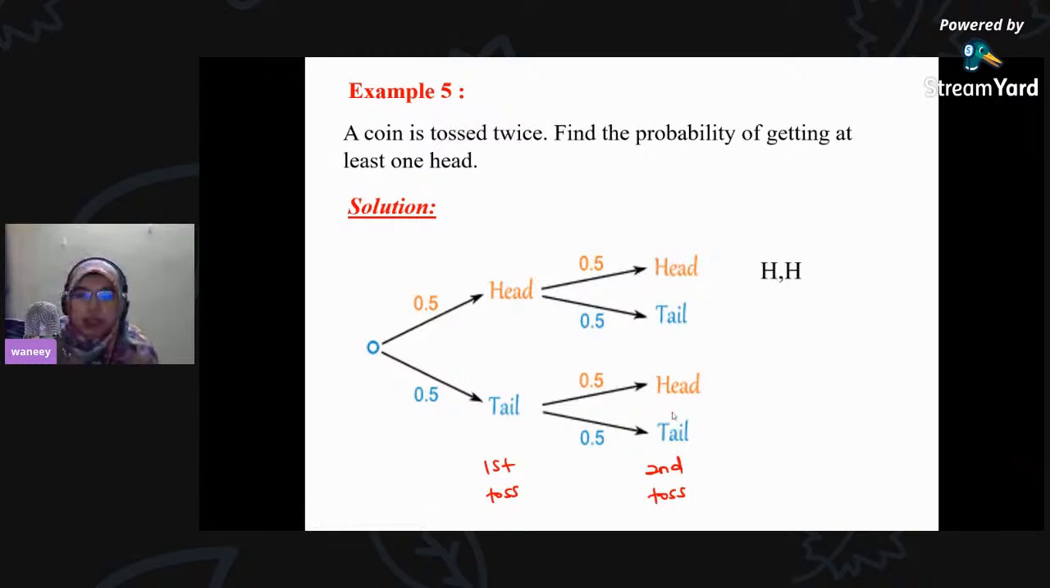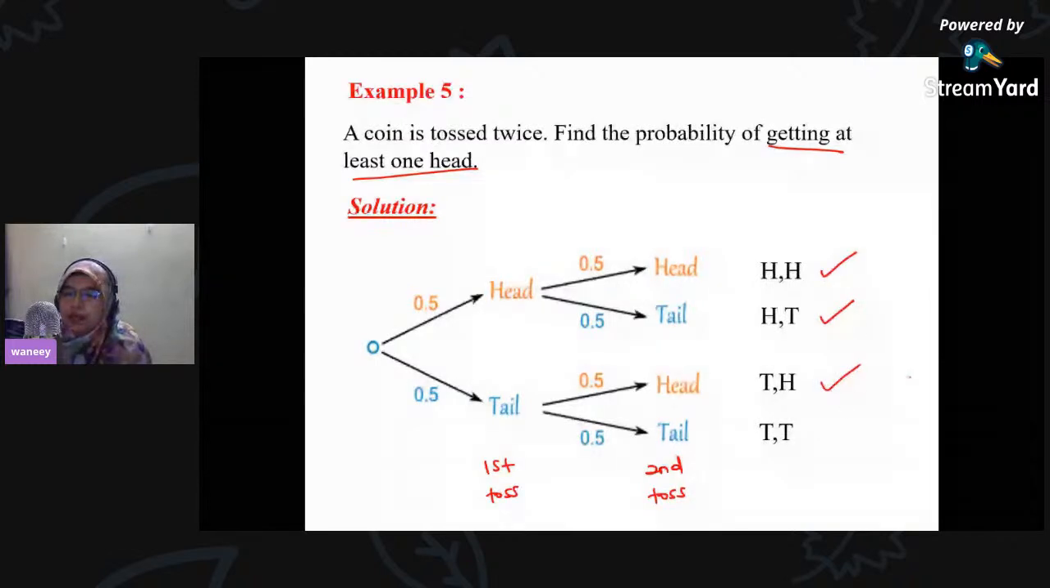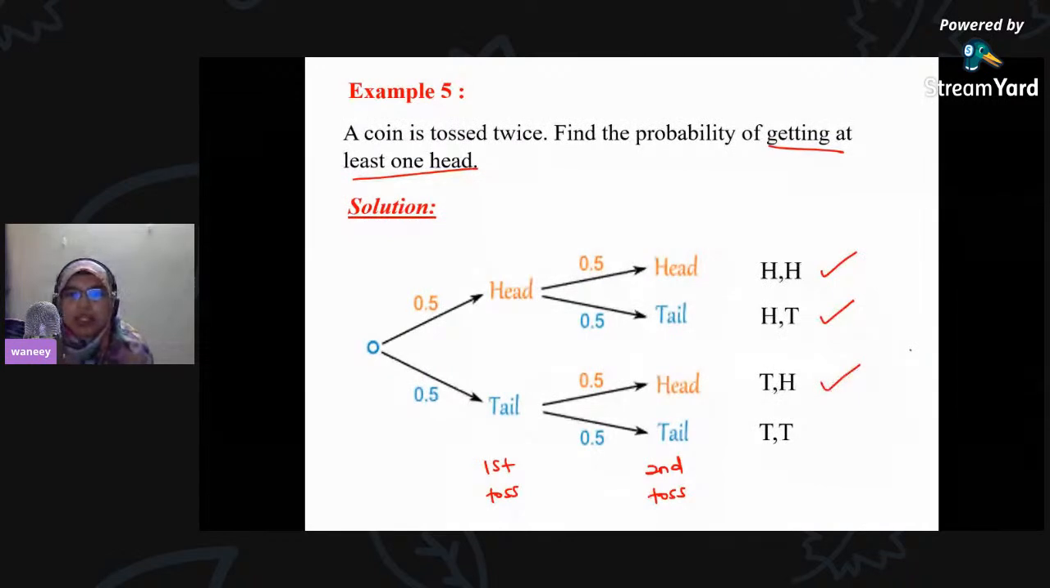So head, head, head, tail, tail, head, and tail, tail. Okay, so now we want to know what is the probability of getting at least one head. So that means we can either get head, head, head, tail, or tail, head. So what is the probability?